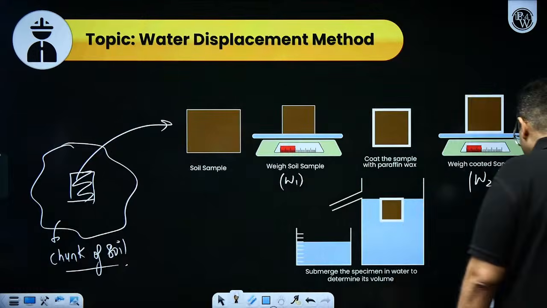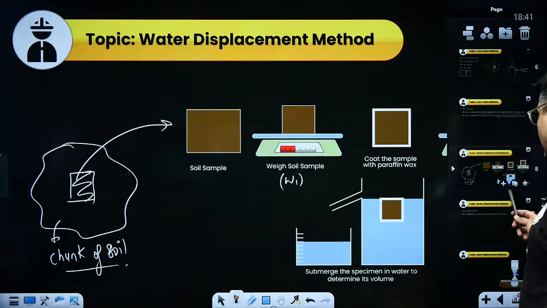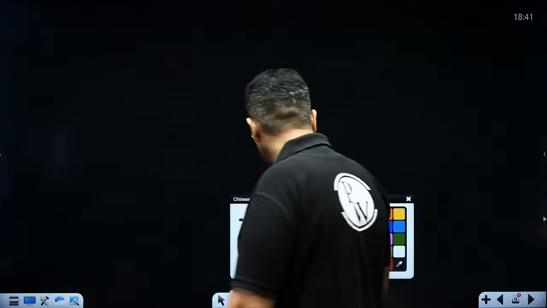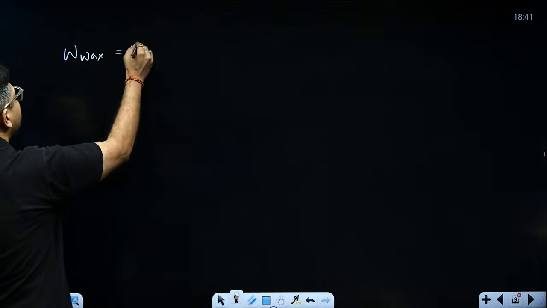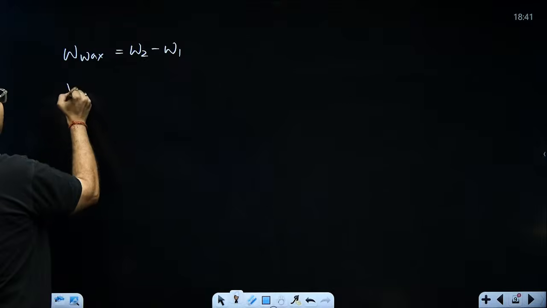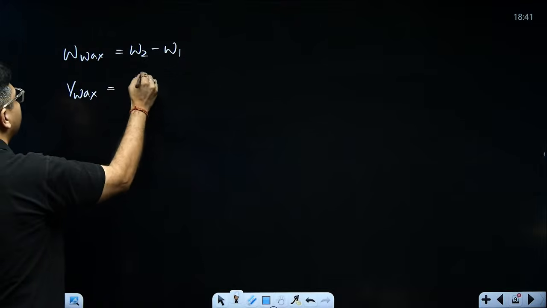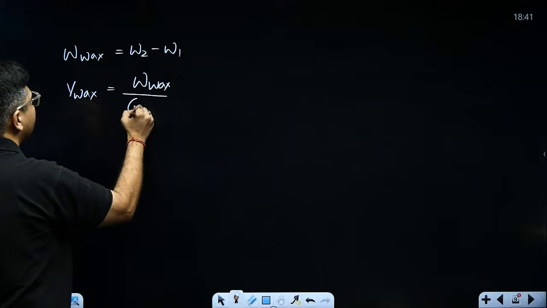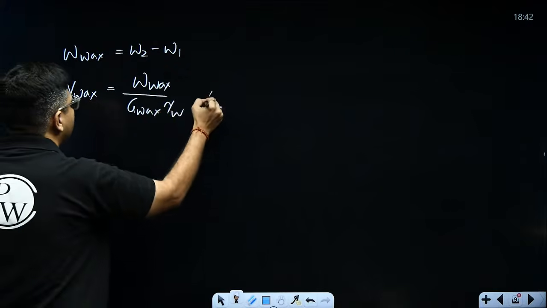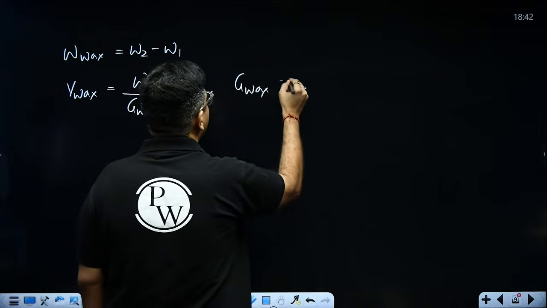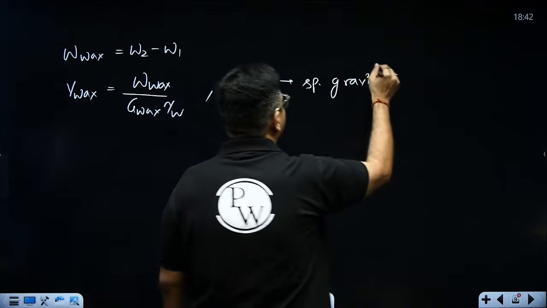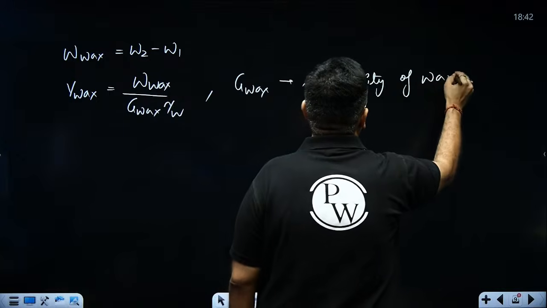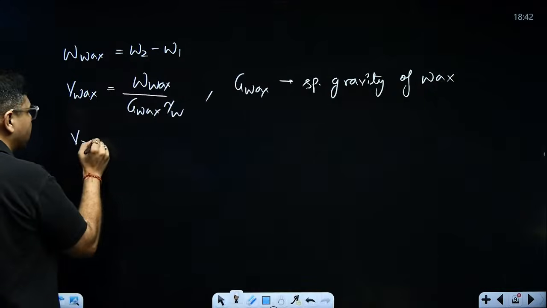Now, using this we can calculate gamma T. How? See, gamma T will be equal to what? Very simple. First, find out the weight of wax, W wax, that is W2 minus W1. Volume of wax we will know because specific gravity of wax is already known. So, V wax is W wax divided by G wax into gamma W, where G wax is the specific gravity of wax. Now, V2 is the volume of water displaced.